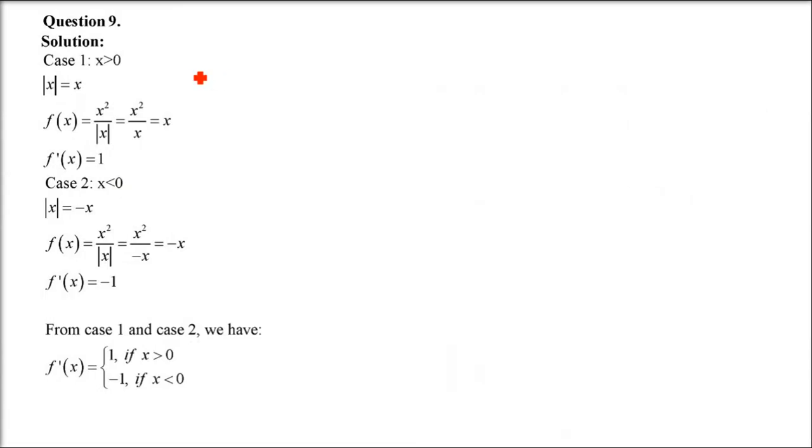Coming to question number 9. Here, if f(x) is equal to x square by modulus of x, then we have to find out d by dx of f(x). So same thing, x square won't matter much. The main thing is, first of all, x cannot be 0. This is very important. So we are taking case 1. x can never be 0.